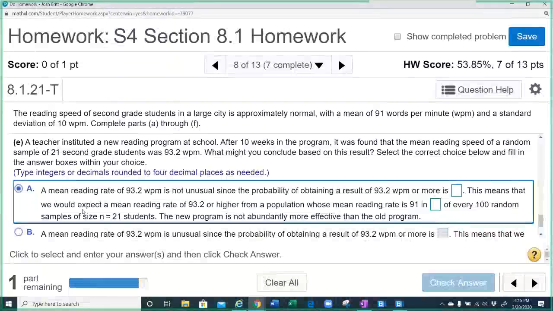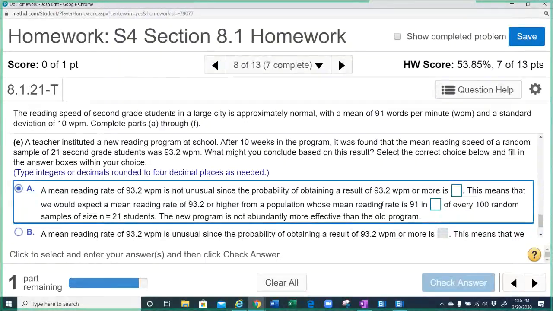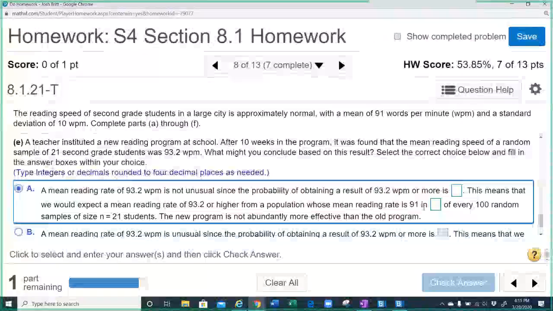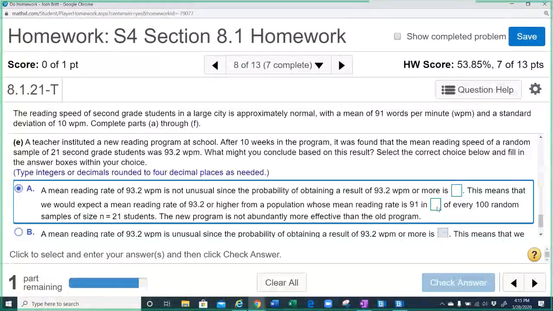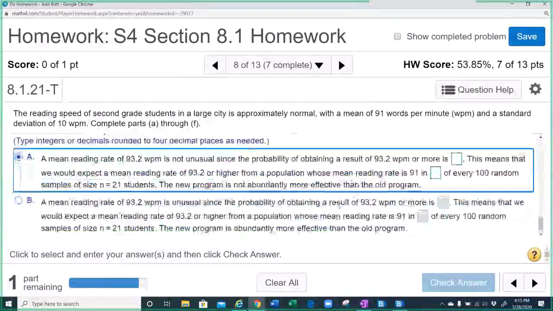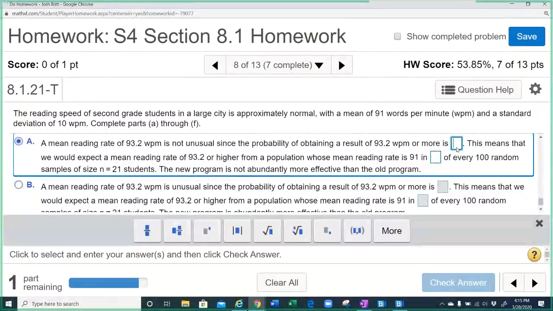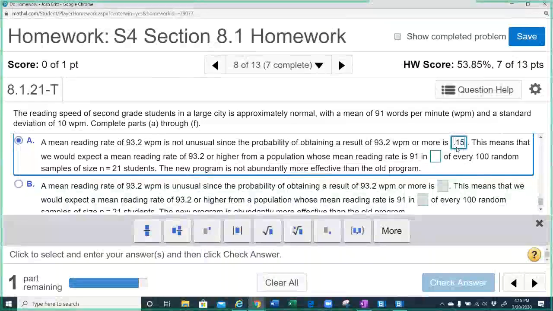This means that we would expect the mean reading rate of 93.2 or higher from a population whose reading rate is 91. Let's see here. How many do we have? Yeah, so let's go ahead and type in our probability that we got: 1567.